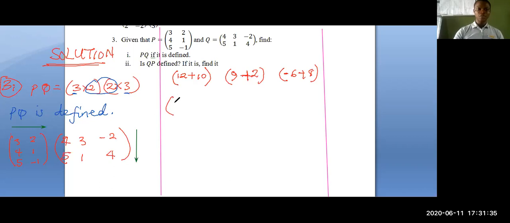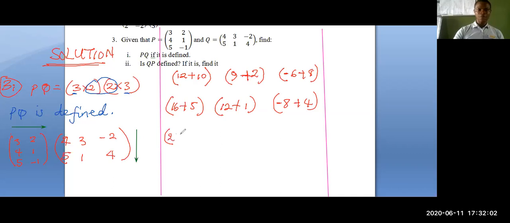4 times 4 gives us 16, plus 1 times 5 gives us 5. Okay, the next column again, 4 times 3 gives us 12, plus 1 times 1 gives us 1, and give a space. 4 times minus 2 gives us minus 8, and 1 times 4 gives us plus 4.